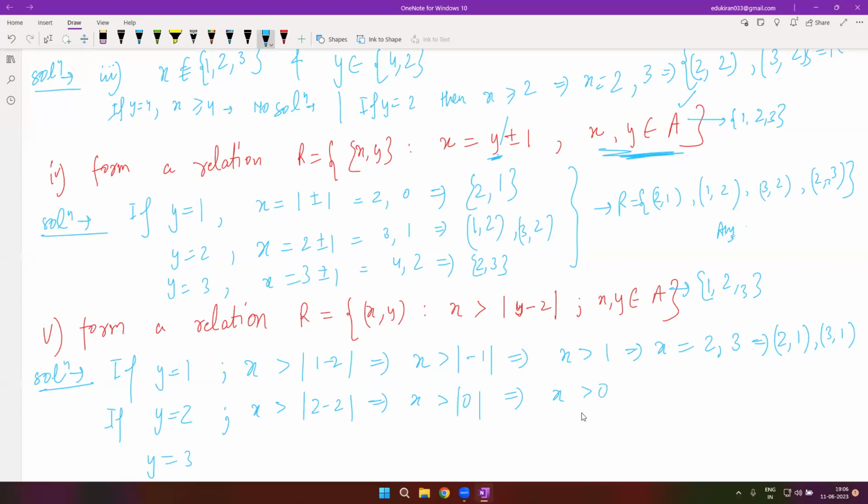What is mod 0? 0. So x should be greater than 0. What are the possible values of x? 1, 2, and 3. And all of them are greater than 0, no? So x can take all the values 1, 2, and 3, and hence there will be three ordered pairs. One will be 1 comma 2, then another would be 2 comma 2, and the last would be 3 comma 2. Did you understand it?